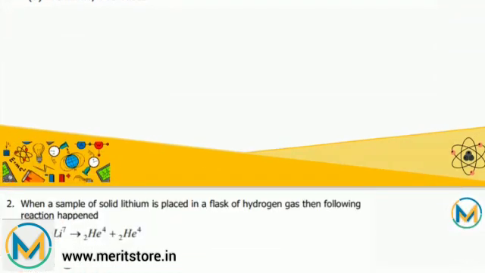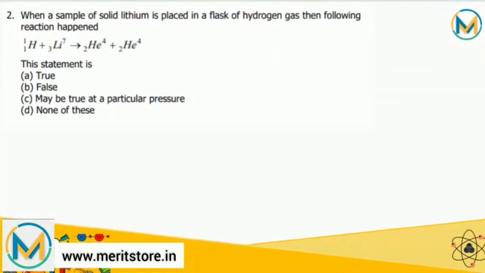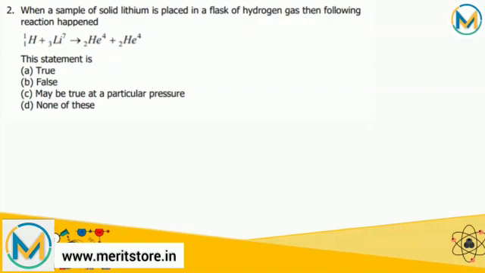Moving towards the next question. When a sample of solid lithium is placed in a flask of hydrogen gas, the following reaction happens: hydrogen plus lithium will give you 2 molecules of helium.